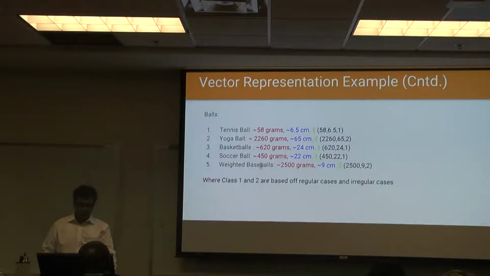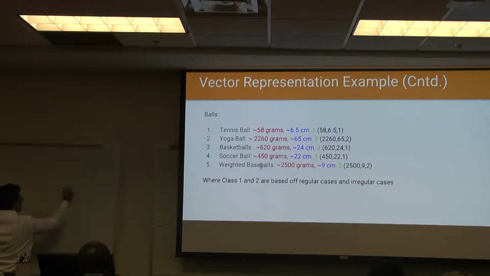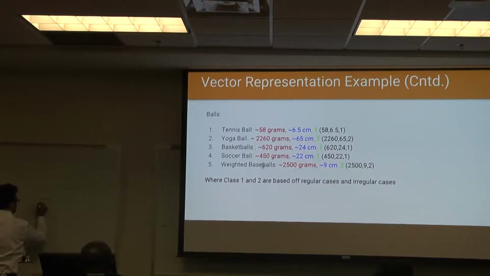So using vector representation, we can assign different classes to each of those balls, right? So I put the tennis ball in class 1, so was the yoga ball, the basketball, and the soccer ball, but I put weighted baseballs in class 2. So class 1 is basically saying as the mass increases, the diameter increases.